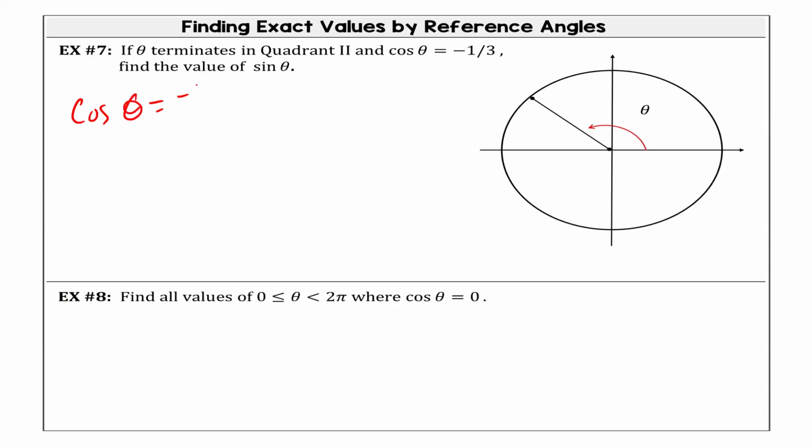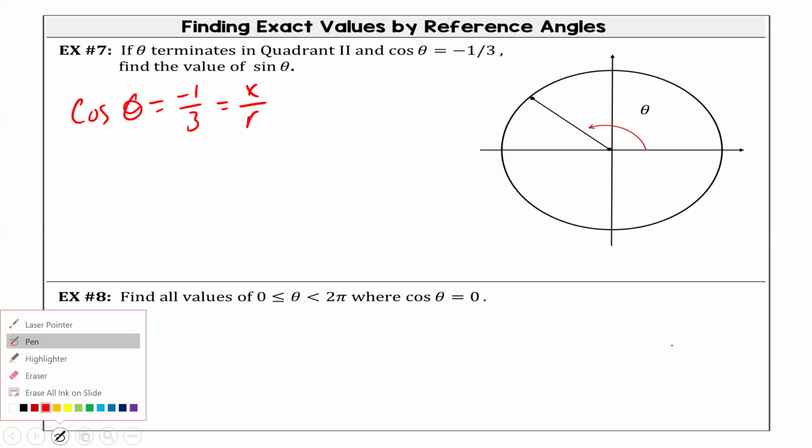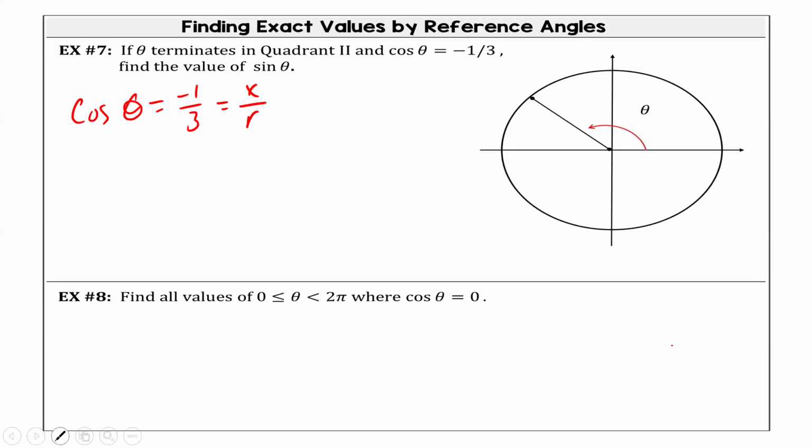Cosine theta equals -1/3, which means you have x over r. Okay, so let's regroup. Here we have -1/3, which lets us know that this is possibly in quadrant 2 or quadrant 3, but according to this, we're in quadrant 2 because our x is negative. Makes sense? All right, so we're going to have to use x squared plus y squared equals r squared.